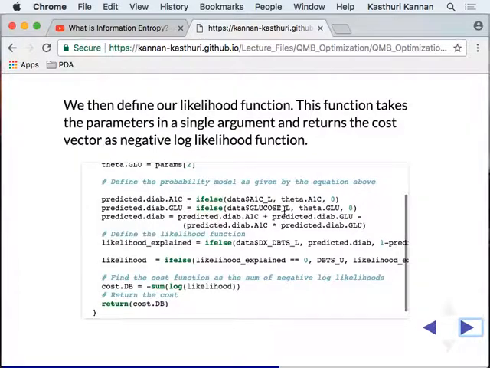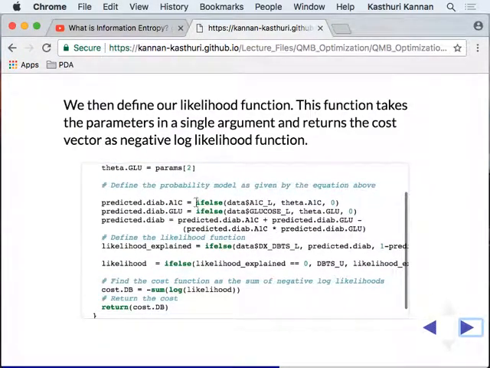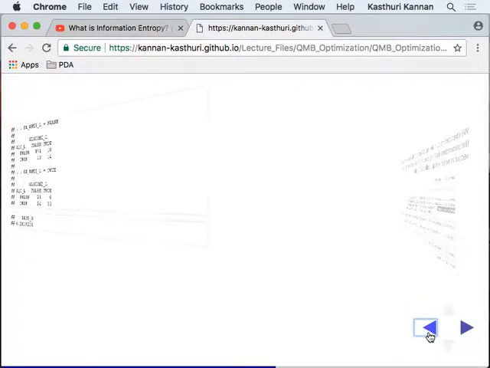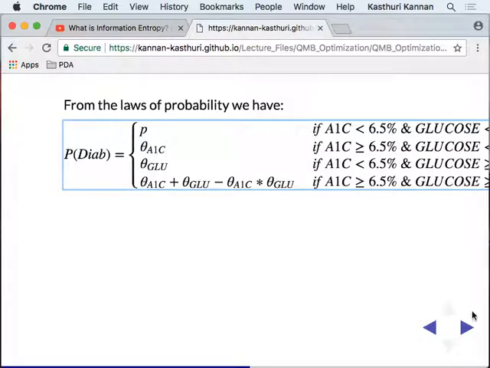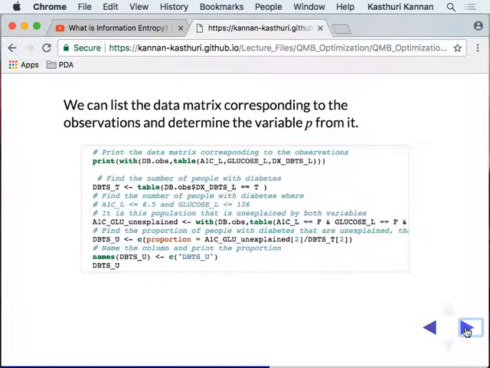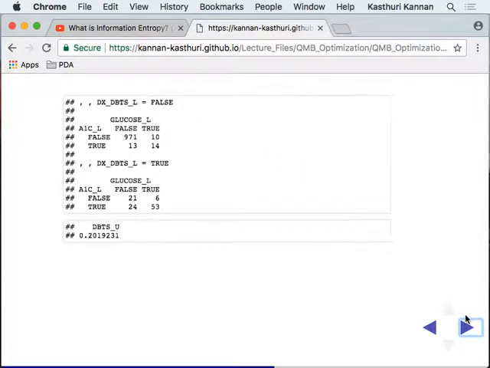In R, this is a function that you write to find the likelihood function. What it says is that if the diabetes population is greater than 6.5, we have theta A1C, assigned some value here, and if it is greater than 126, you have theta glucose. You have these two parameters, and then you can form the predicted diabetes, just the function that we defined here, right? I'm just trying to frame this question in terms of the code here.